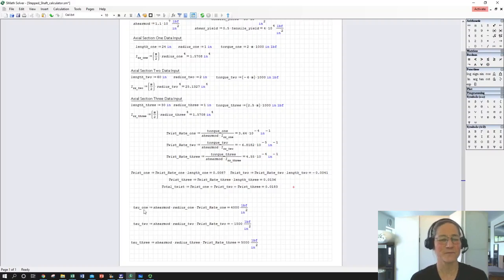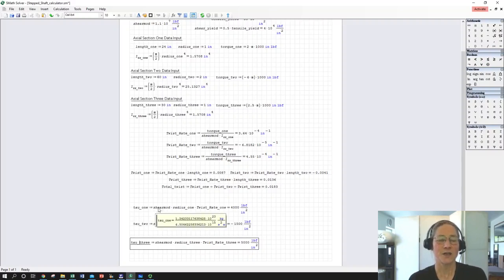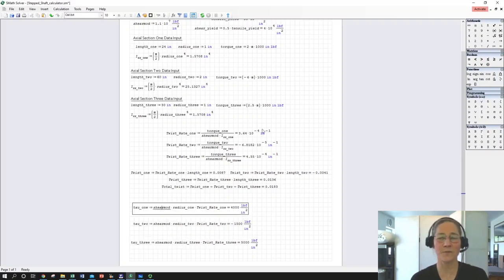Here's our yield check. So now we use our expression for our shear stress appropriate for each section. So I have a tau 1, a tau 2, and a tau 3. And I'm using the expression shear modulus times radius times twist rate. I could have used a different combination, but this is the expression that I used on the whiteboard just earlier in the lecture. So I'm showing how this is so easy to calculate because all of these variables I've already defined further up in the sheet. All I have to do is call them in by name and then adjust my output variables.